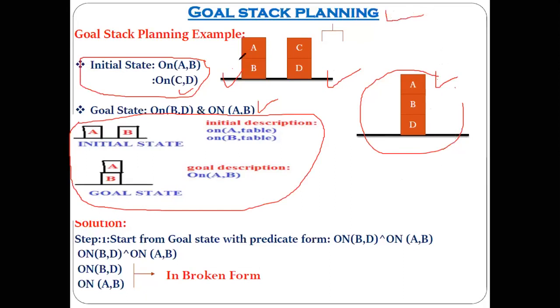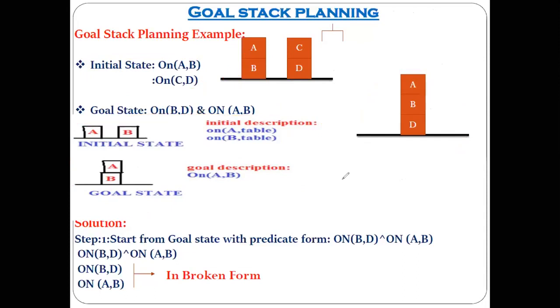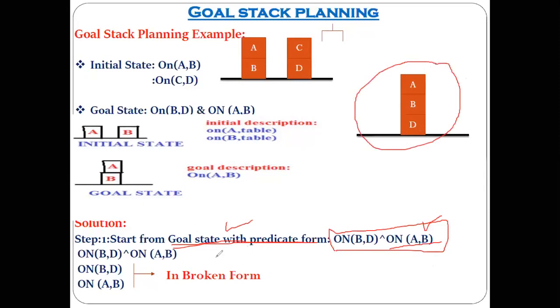Now let's see how we can proceed to the solution. As I told you, we always start from the goal state because here we are going to utilize backward reasoning. Understood. So we start from the goal state and write that goal state in predicate form, in logical form. Here we have written on BD and on AB, correct? Yes, sir.